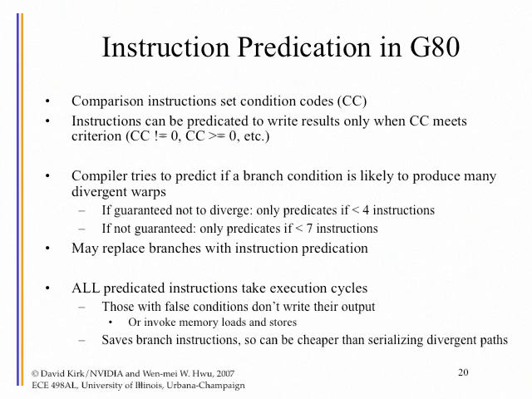And all the predicated instructions take execution cycles. Those with false conditions don't write their output, and don't invoke memory loads and stores on this particular machine. So you were just one step ahead of me, but that's great. So predicated instructions can be cheaper than serializing divergent paths.